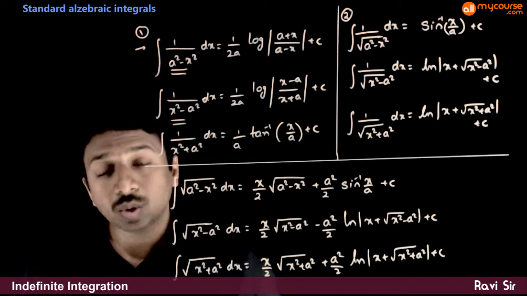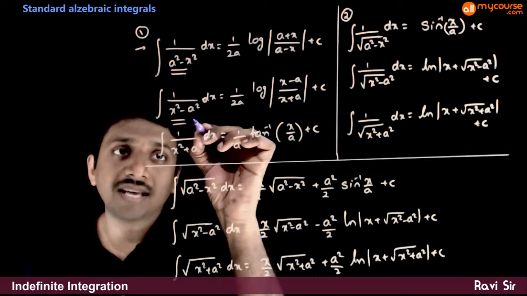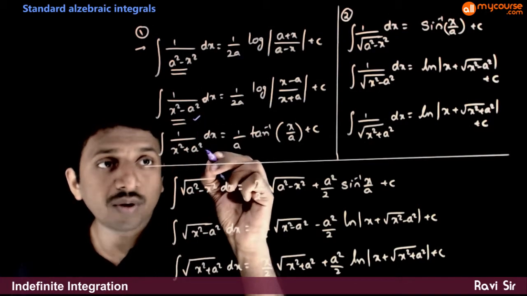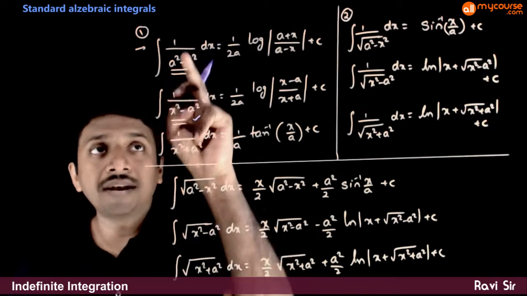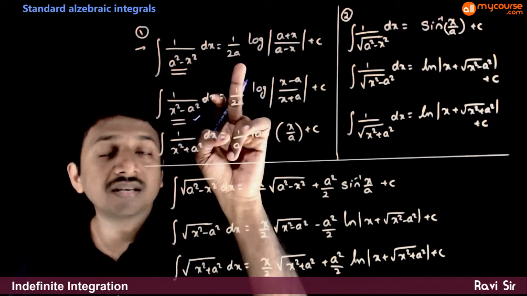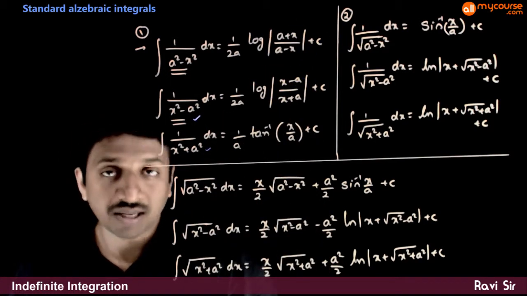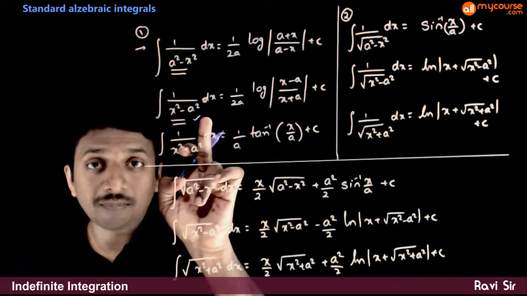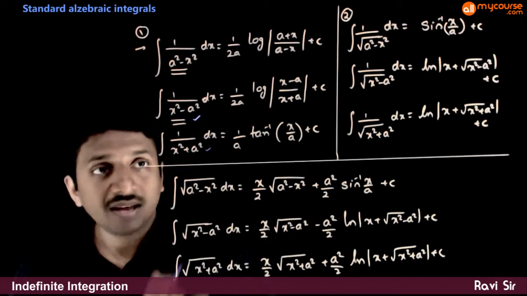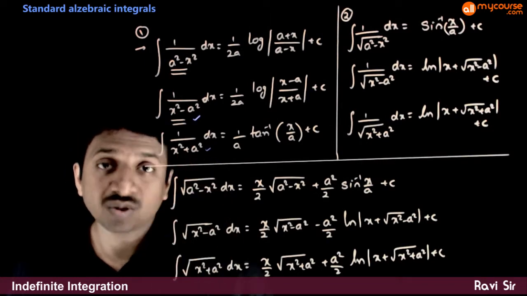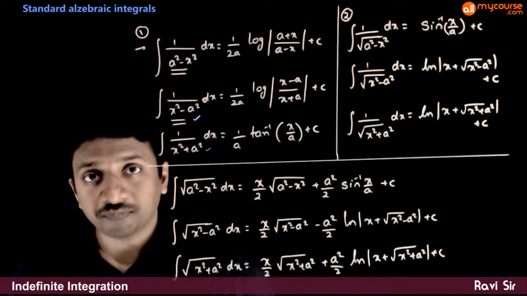1 by a square minus x square, and 1 by x square minus a square, and 1 by x square plus a square dx. So integration of 1 by a square minus x square is 1 by 2a log of a plus x by a minus x plus c. And x square minus a square is 1 by 2a log x minus a by x plus a. And 1 by x square plus a square's integration is 1 by a tan inverse of x by a.